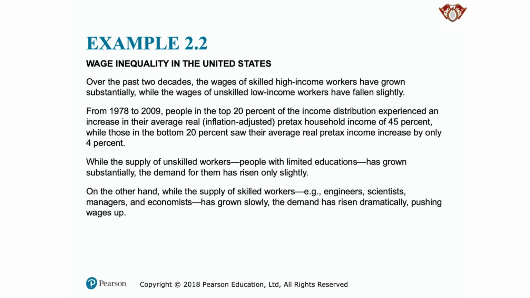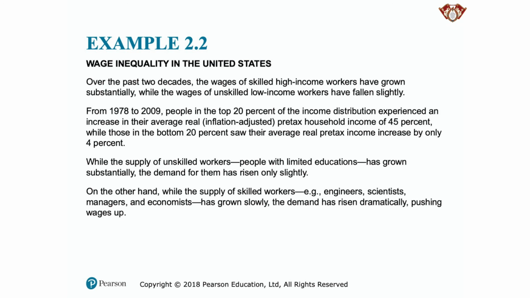Example 2.2, wage inequality in the US. Over the past 2 decades, the wages of skilled high-income workers have grown substantially, while the wages of unskilled lower-income workers have fallen slightly. Right? So this can be explained by the supply and demand model. So now think about what is the difference between skilled labor and unskilled labor.